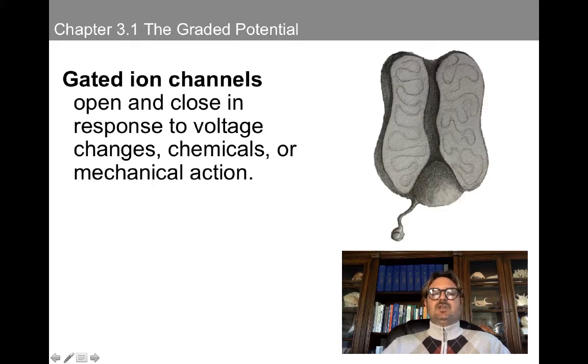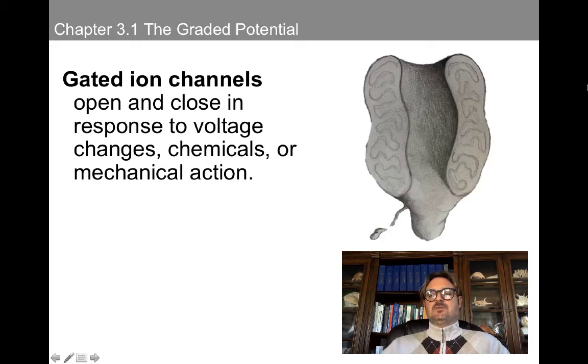Now, gated ion channels are a little more complicated. Gated ion channels have this little receptor here. And this receptor basically is activated by things such as voltage. And it will open and close in response to the voltage changes, as well as chemicals or mechanical action. So here we see it open. And again, once it's open, it will allow a molecule to pass through.